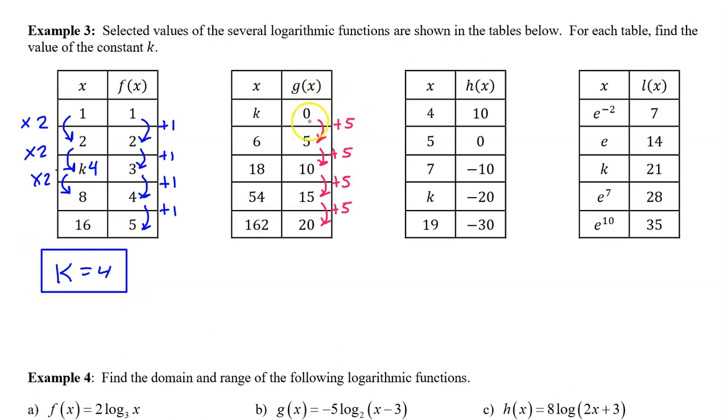For g of x, again, the output values are equally spaced. So the input values will vary multiplicatively. 18 divided by 6 is 3. So we know that the common ratio has to be 3. We can use division to work our way backwards through the input values to find the value of k. 18 divided by 3 is 6. 6 divided by 3 is 2. So k must equal 2.